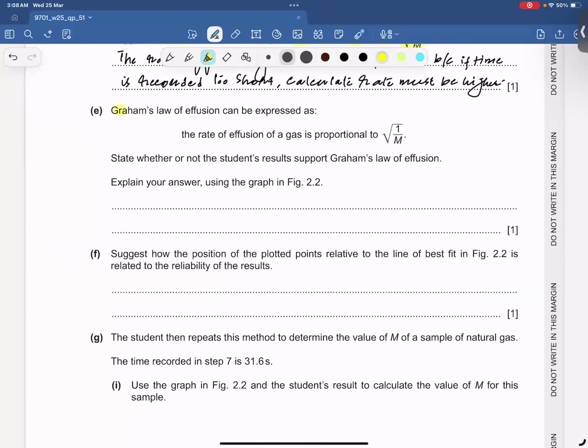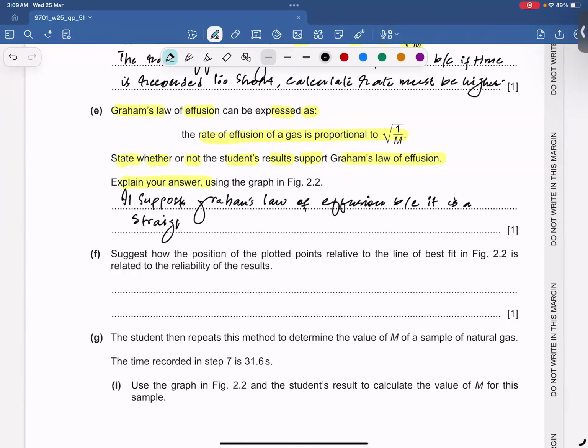Next is Graham's law of effusion can be expressed as this much. State whether or not the student results support Graham's law of effusion. Explain your answer. It supports Graham's law of effusion because it is a straight line and passing through the origin.